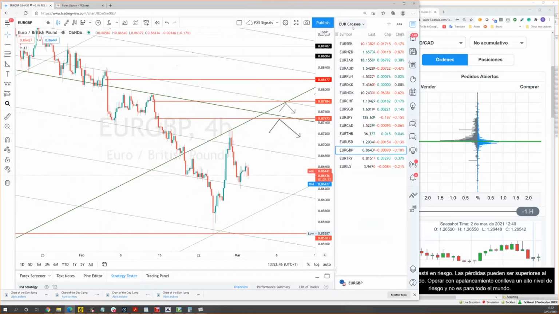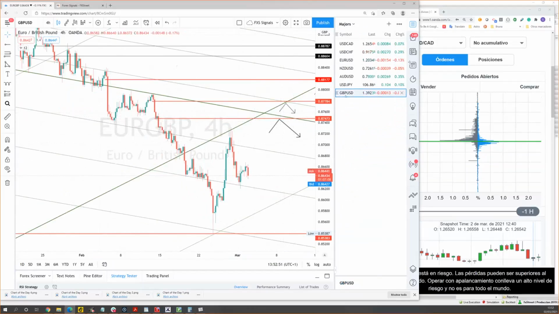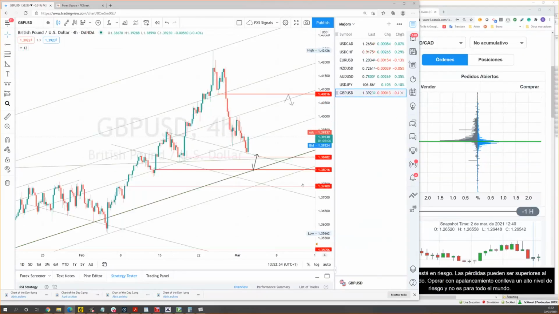And going back to the majors, to sterling, we identified this level here of support. It's reacting now to this descending line. It was resistance here, broken to the upside, not fully tested here. It is being tested now.